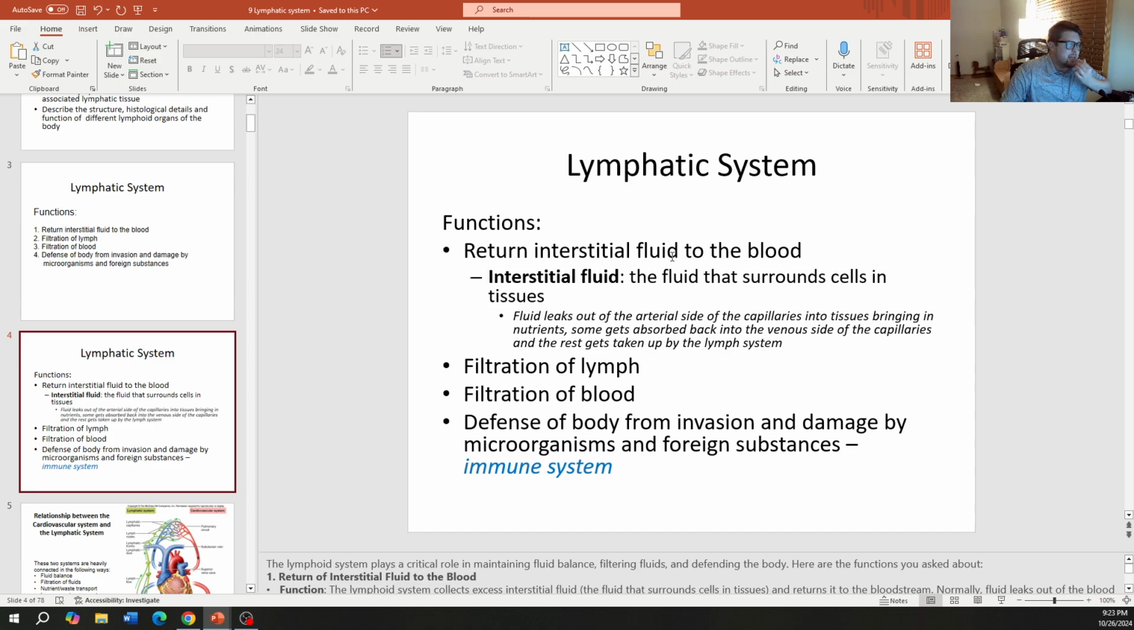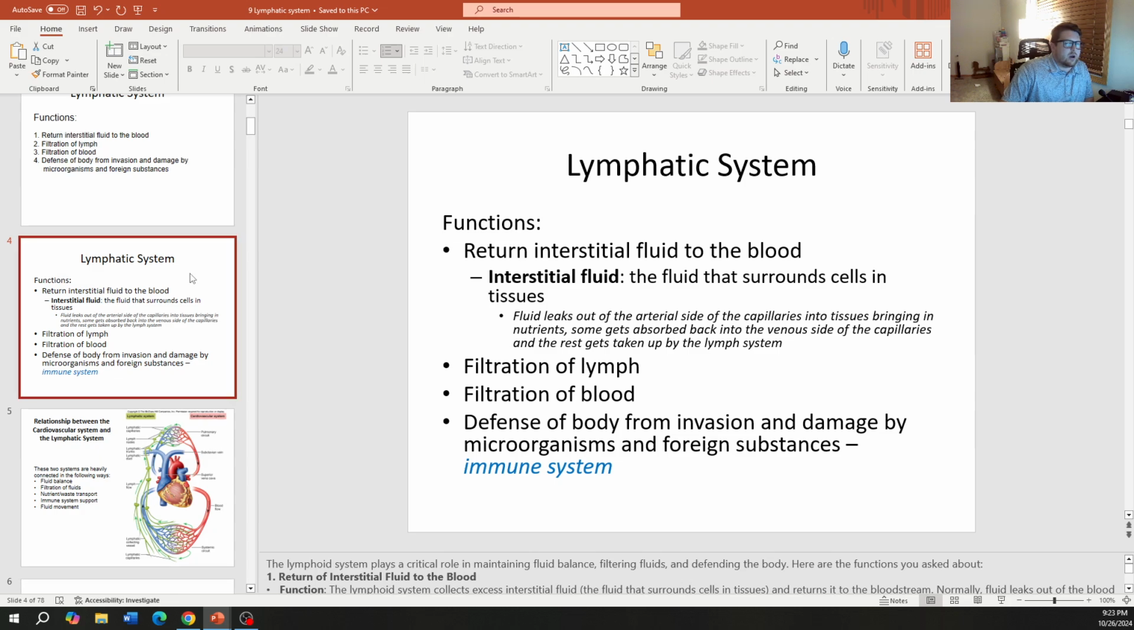Just understand the fluid that goes out is the lymph fluid, or the interstitial fluid. Some of that interstitial fluid gets sucked back into the capillaries and back into the blood, but a little extra ends up being left behind. And so that is absorbed by the lymphatic system to circulate it and put it back into the blood to make sure we don't have swelling or edema.